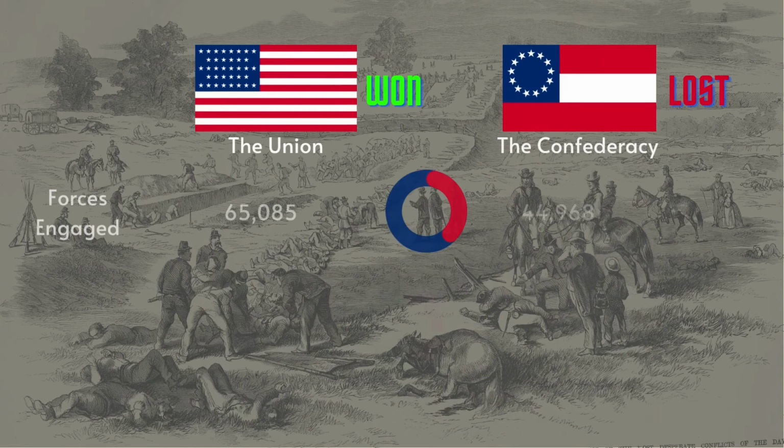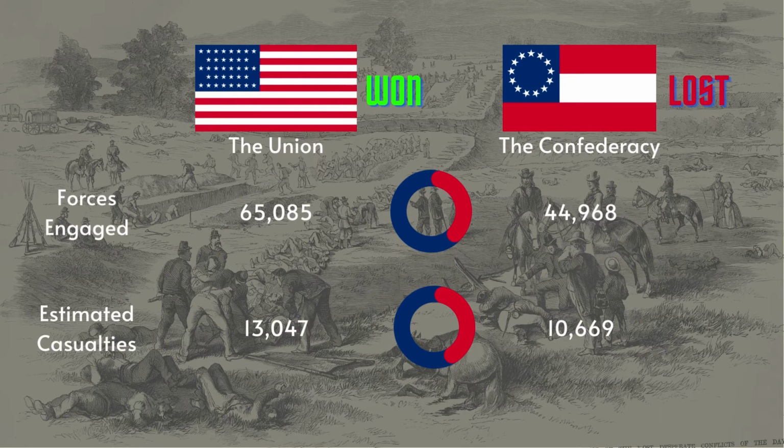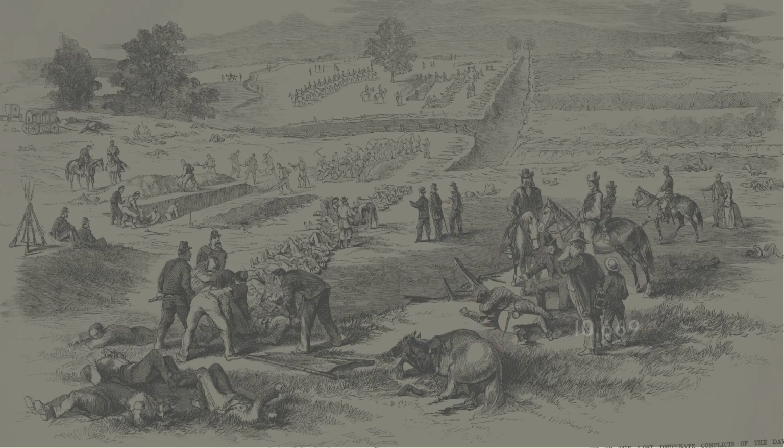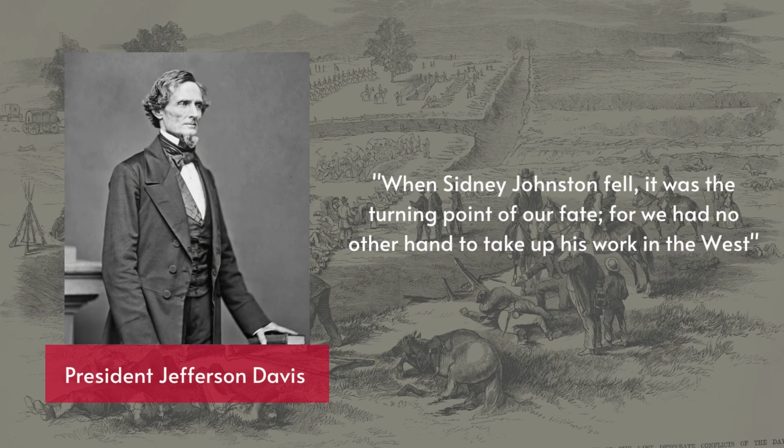The Battle of Shiloh led to significant loss of life on both sides, with total estimated casualties of 23,746 soldiers. Because of this battle, the Confederacy side lost one of their best generals. President Jefferson Davis wrote, "When Sidney Johnston fell, it was the turning point of our fate, for we had no other hand to take up his work in the West."